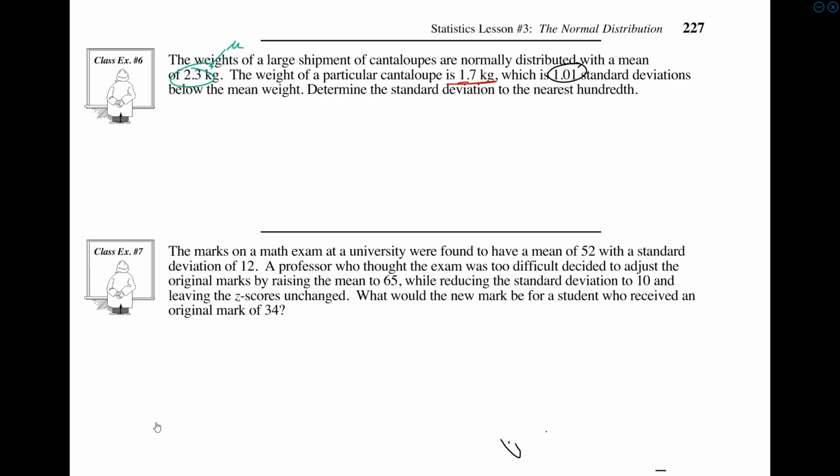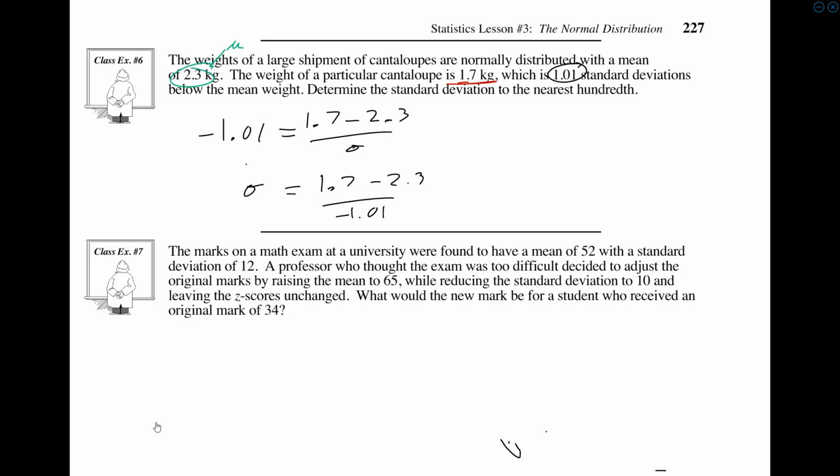So let's see. Z-score negative 1.01 equals X, 1.7, minus mu, 2.3, divided by sigma. I don't know sigma. But this is a proportion, right? Like if you have this over 1, you would know sigma ends up being equal to, basically flip it over and find the top of the other one. So sigma is equal to 1.7 minus 2.3 over negative 1.01, or 0.6 over 1.01.